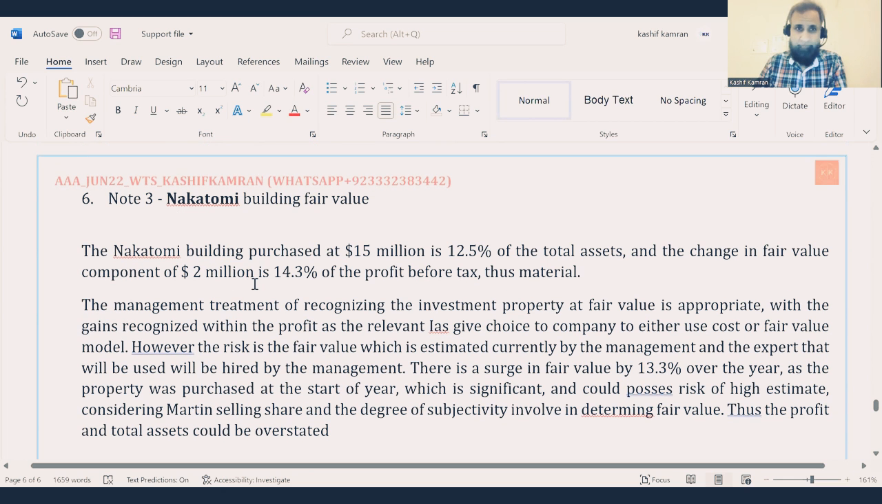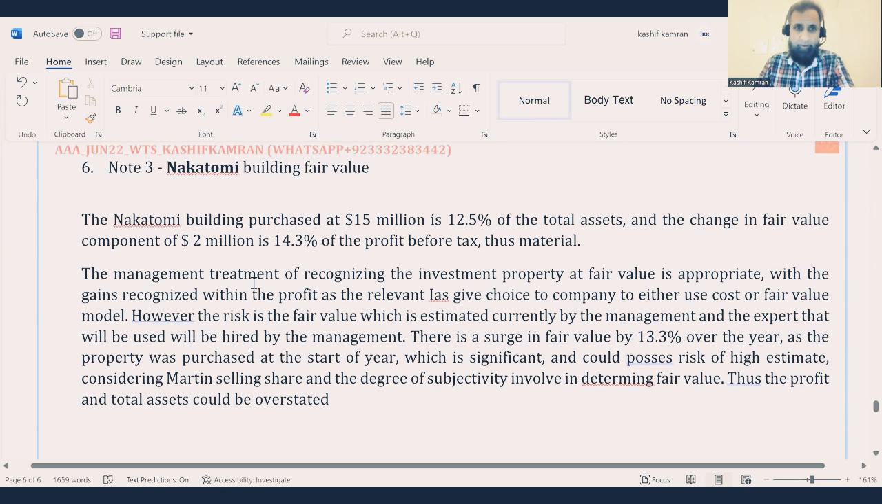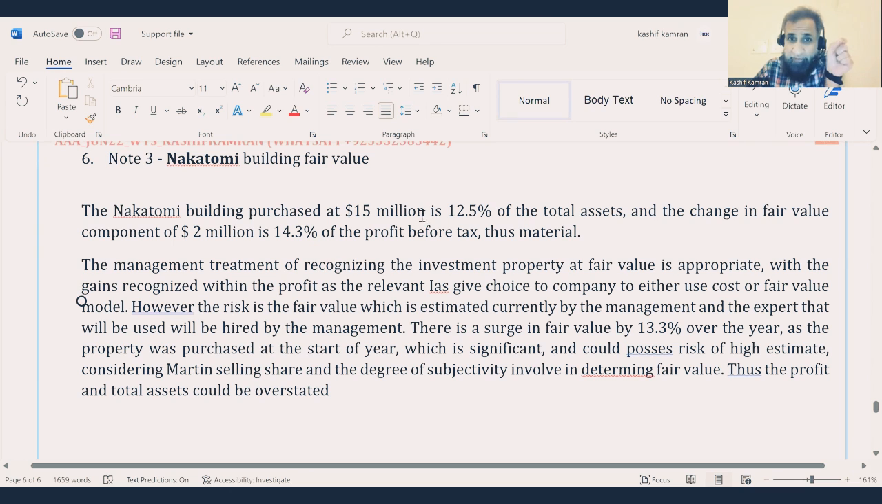Nakatomi building, right? The Nakatomi building purchased at $15 million is 12.5% of the total assets, right? If you want to find the materiality on the total assets, then you have to take the purchase price. And the change in the fair value component of $2 million is 14.3% of the profit.